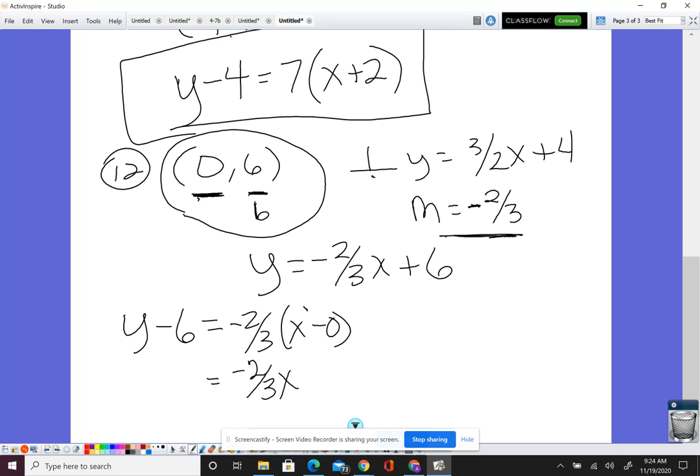Wait. Why'd you flip it? Why did I flip to 3/2? Because they wanted the line to be perpendicular. So I had to find the opposite reciprocal of 3/2. If they wanted it parallel, I would just go ahead and use the 3/2.